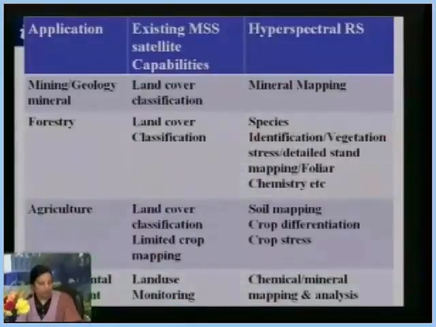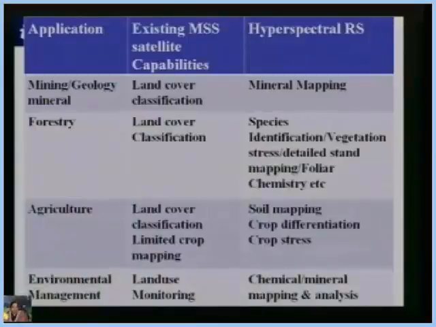Now, the potential of various applications of hyperspectral data, if you can summarize, is that it can be utilized effectively in various fields of earth science. We can compare the difference between the existing multispectral satellite capabilities and hyperspectral. For example, in geological applications, presently the multispectral provides you the land cover classification, or broad geomorphological categorization. If you go for hyperspectral remote sensing data, you can go for precise mineral mapping and identification of various minerals on the ground.